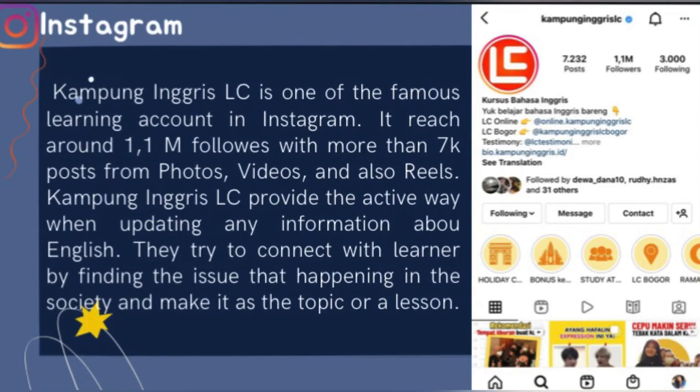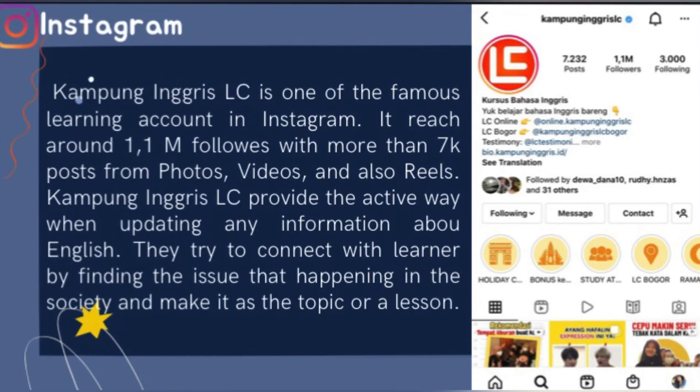Alright, moving to the second part of the internet platform, which is Instagram. Yes, who doesn't know Instagram? And I believe this is one of the famous learning account in Instagram. So Kampung Inggris LC got about 1.1 million followers with more than 7K posts from photos, videos, and also reels. Yes, this account provides the active way when updating any information about English. So this account tries to connect with learner by finding the issue that happening in the society, and of course it makes the topic or the lesson more interested.